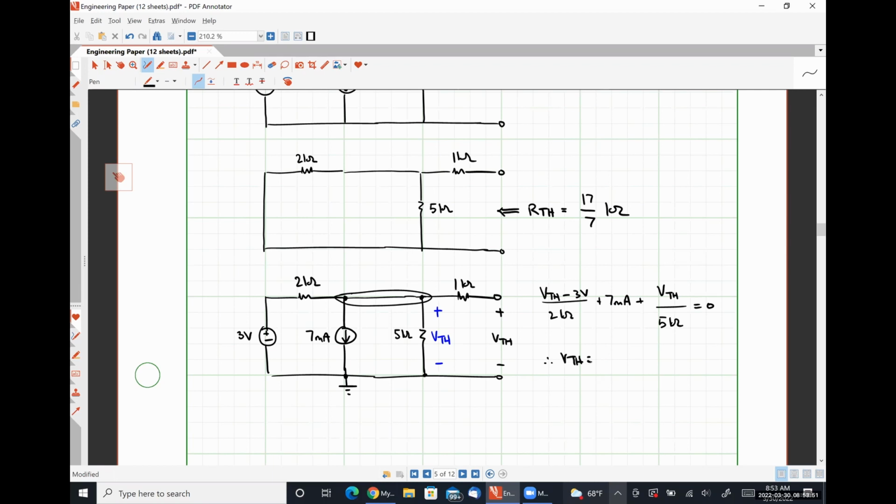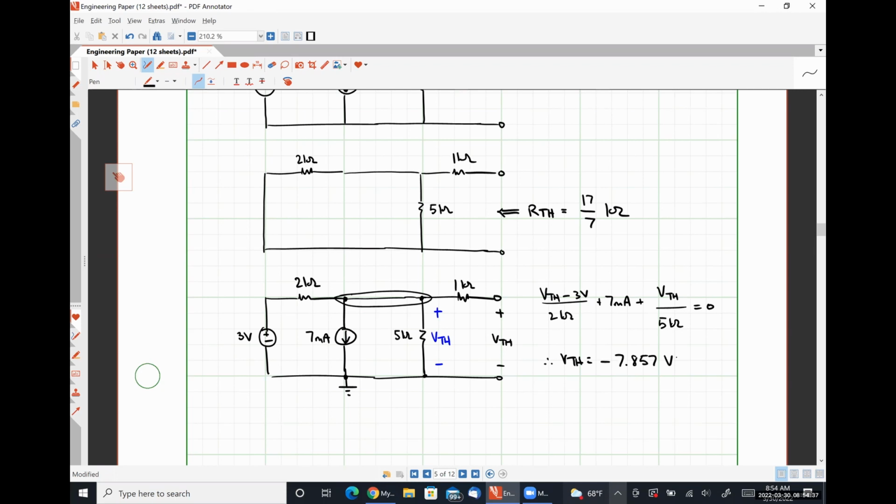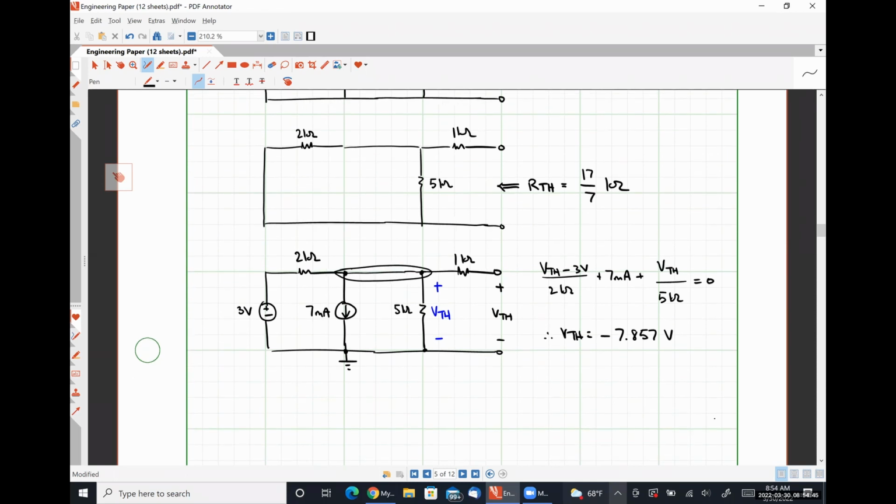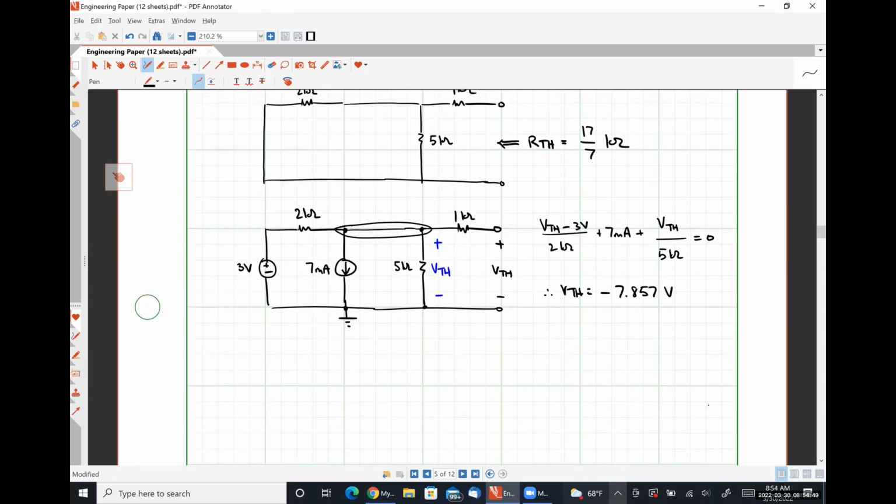I'm going to throw that into my numerical solver. And I get VTH is equal to negative 7.857 volts. Lastly, obviously, we are going to solve for our Norton current.